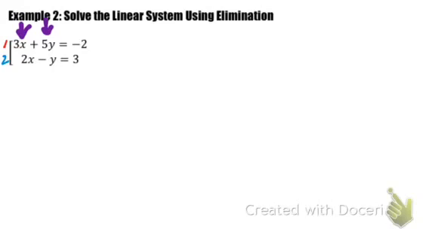So before I even combine any of the equations, I'm going to create my system again and rewrite both equations in there. 3x plus 5y equals negative 2, check, and then 2x minus y equals 3. Alright, so looking at both equations, the one in blue looks like it's going to be easiest to work with.